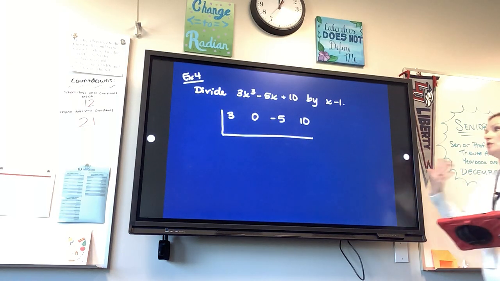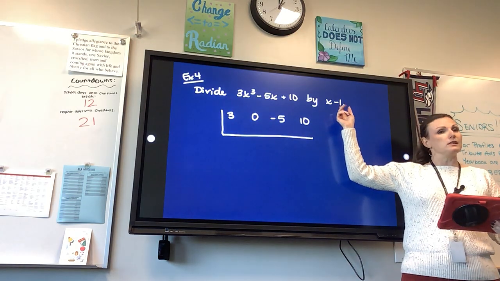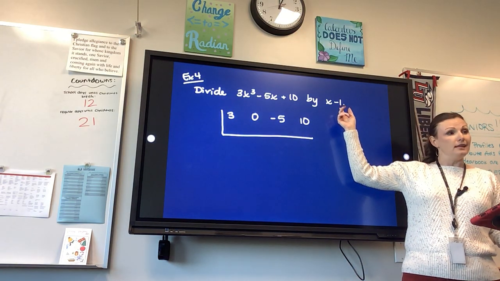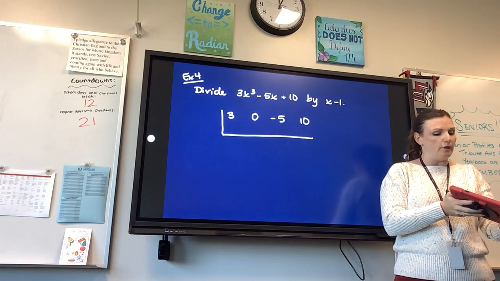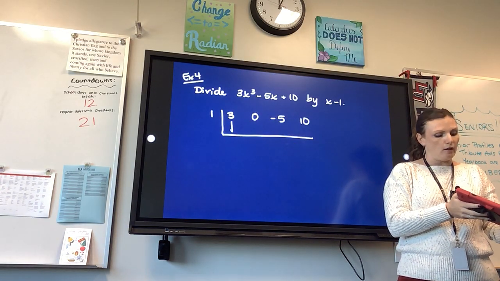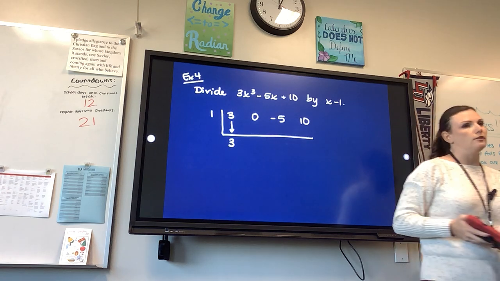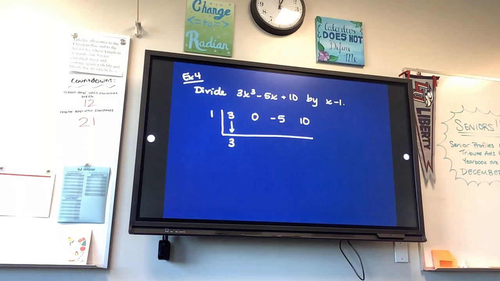And then I asked you this question, is x minus 1 a binomial? Yes, it is. So what do I put over here? You change the sign, so you put 1. And go ahead and draw your arrow and bring down the 3. That's your starting point for the synthetic. Make sure you draw the arrow, because if you don't put it there, you're going to accidentally put a number in that spot, and it's going to mess up the whole thing.